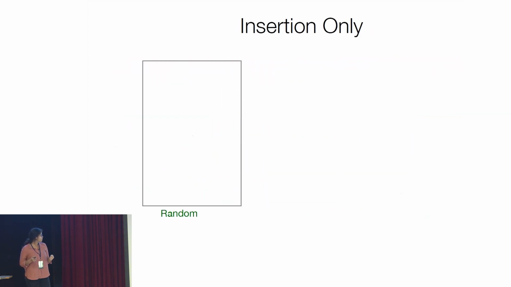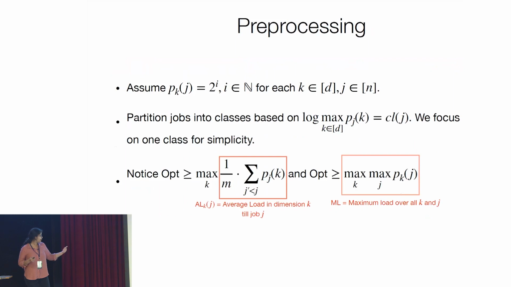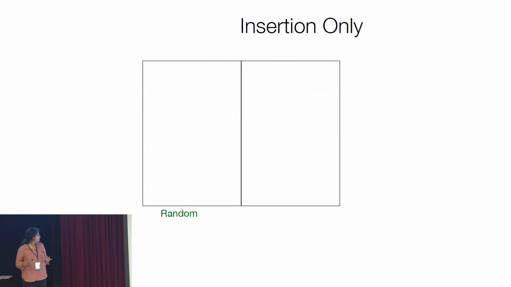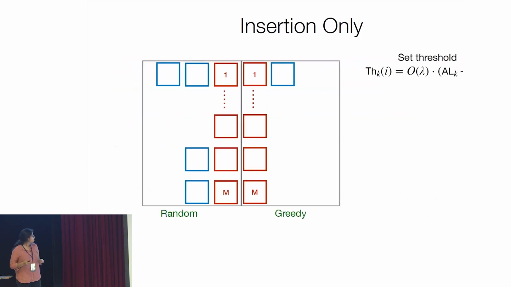I just want to show you what this AL and ML means. This is the notation we're going to be using. AL is going to be the average load in dimension K till job J, and ML is going to be the maximum load over all K and J. This is what we're going to use in our threshold as well. So that will be our threshold, and the competitive ratio is going to be log D over log log D.